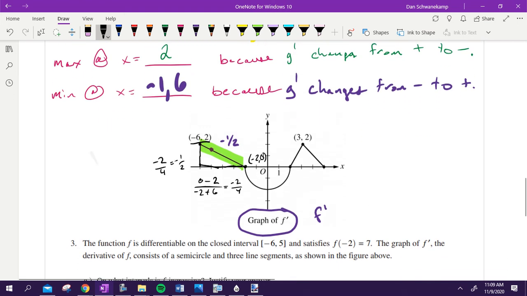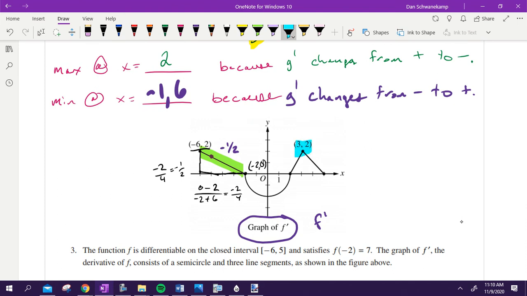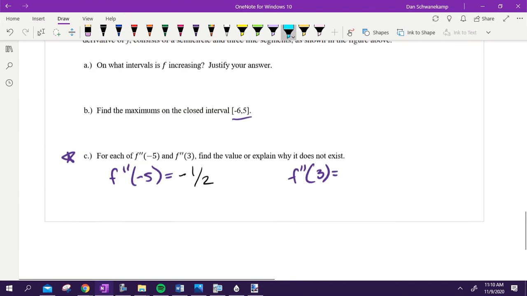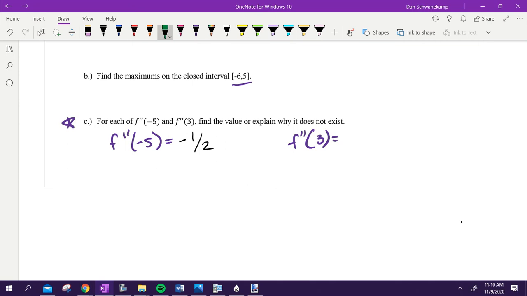F double prime at 3. There's 3. What is the slope going to be at 3? Undefined. F double prime at 3 does not exist. Undefined. Does not exist because f prime at 3 has a corner point. That's it. Don't make it more difficult than that.